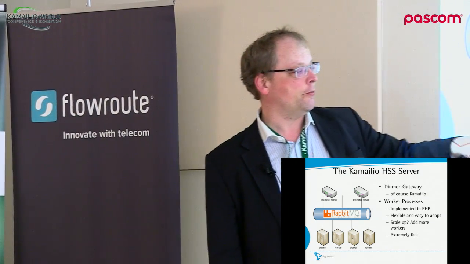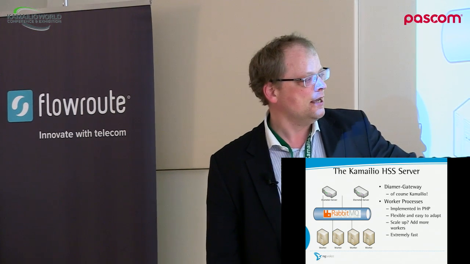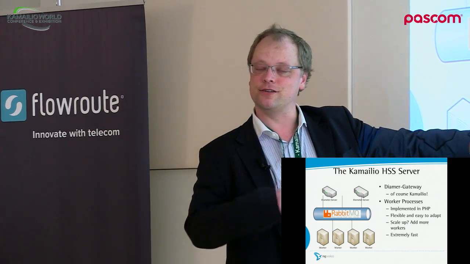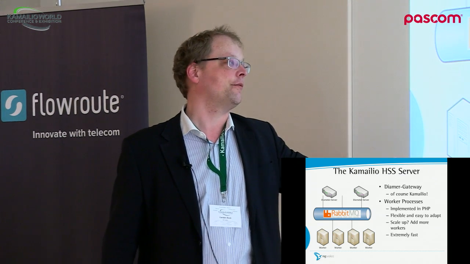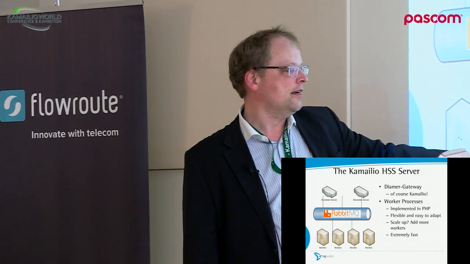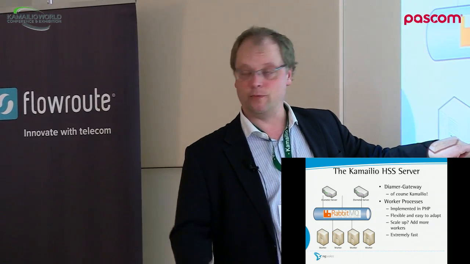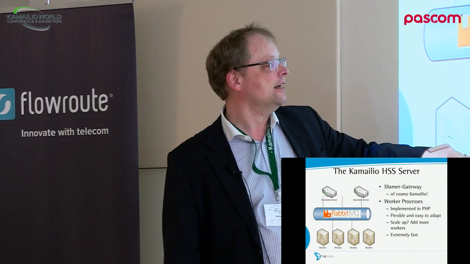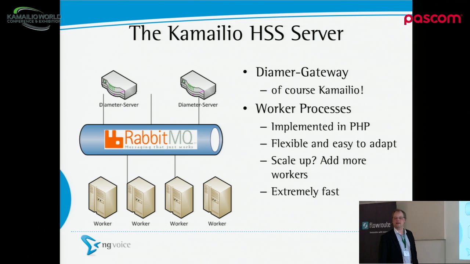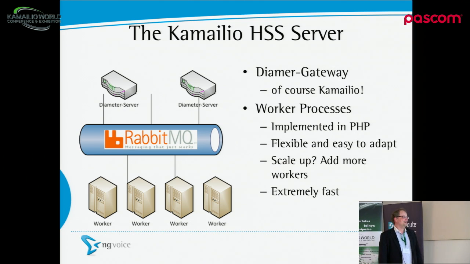Then there are several worker processes. And each of the worker processes simply looks into the queue. Is there something new? Is there a new request coming? And once they get a request, they simply produce an answer, which is again JSON, and put it back onto the queue so the diameter peer can actually send out the reply.